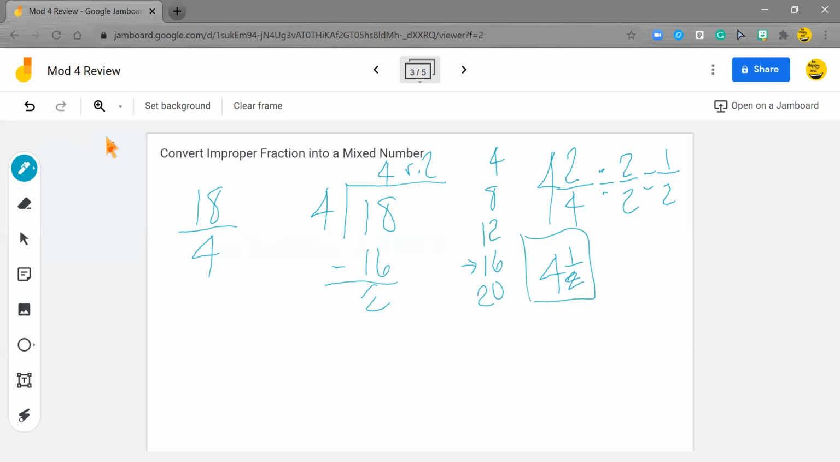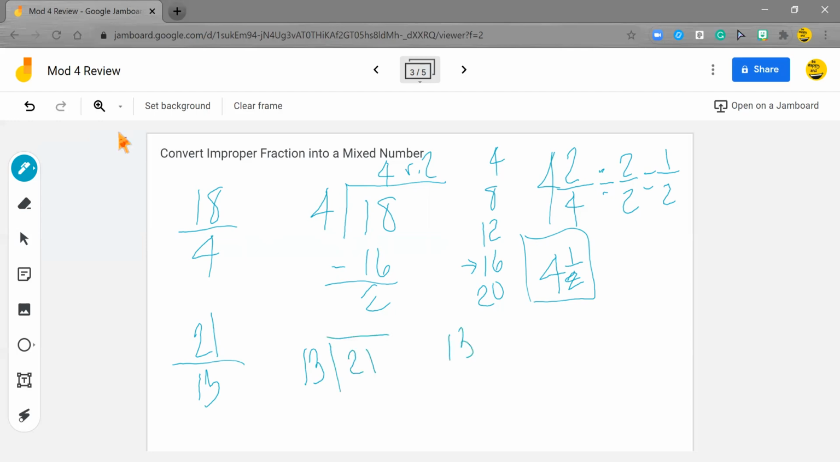Okay, so let's try another one. Say I have 21 over 13. So again, 13 is my divisor, 21 is my dividend.